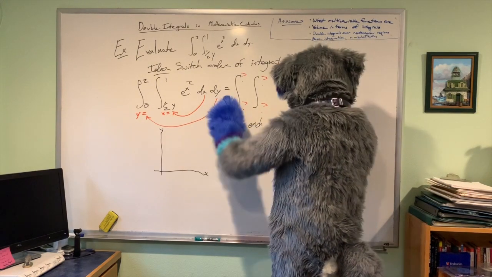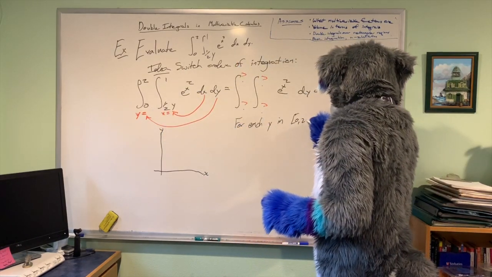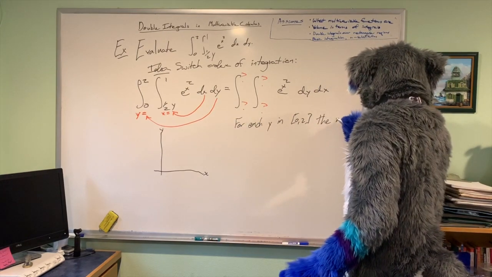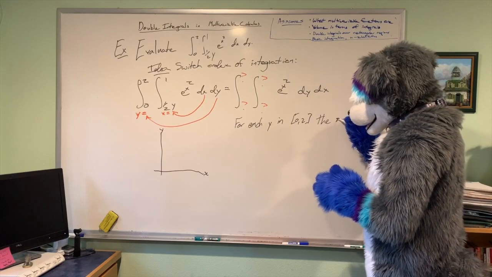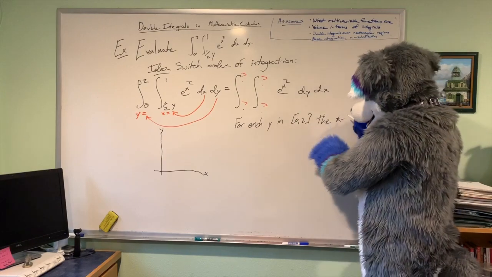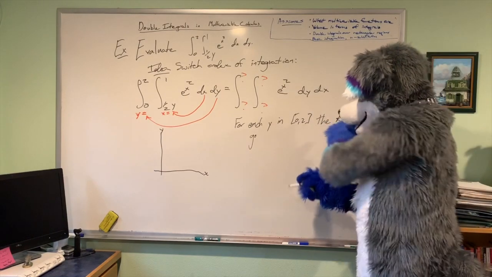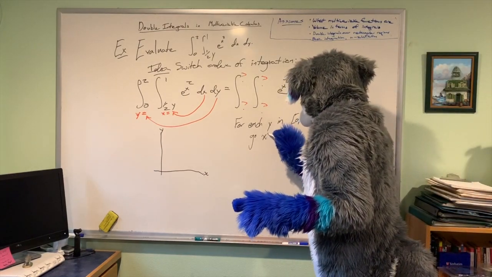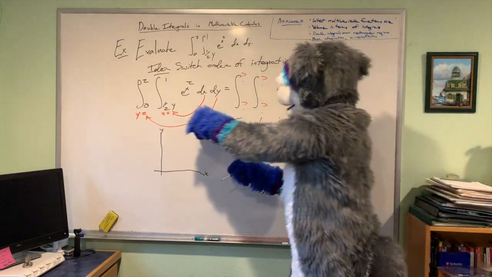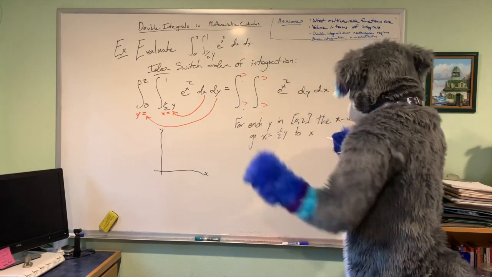For each y in the interval 0 to 2, the x values. As I keep saying, I think it's really important to be able to write down this sentence, because once you can do this, the rest of things just follow. The x values go x equals. I think it's important to write down x equals to remind yourself what letters you're talking about. x equals 1/2 y to x equals 1.